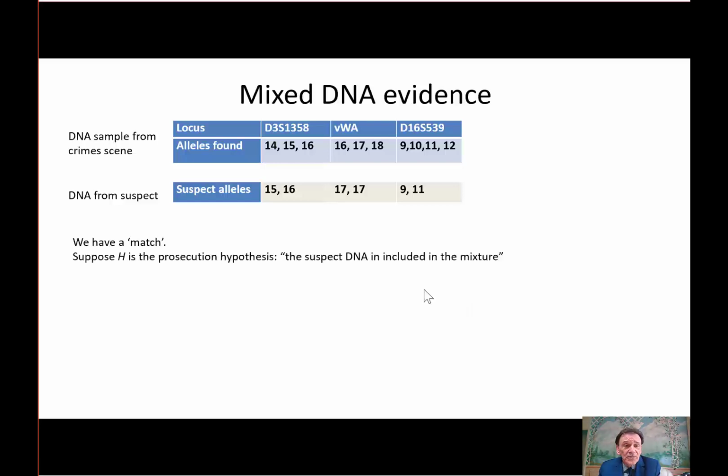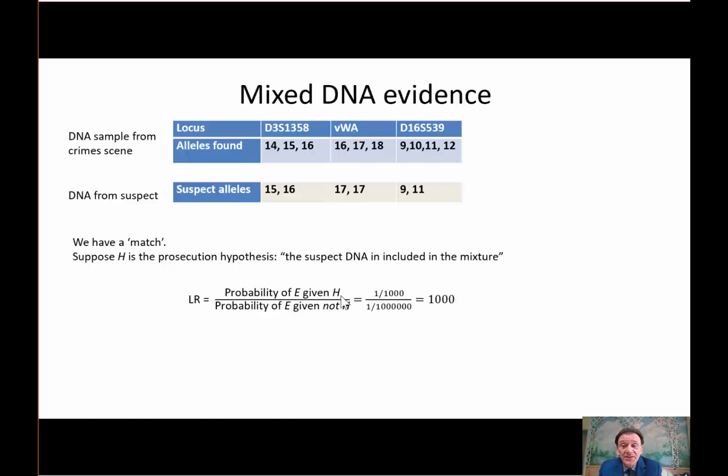And again, now suppose the prosecution hypothesis H is that the suspect is included in the mixture. Then we can calculate the likelihood ratio of the DNA evidence in respect of H as the probability of E given H again over the probability of E given not H. Now in this case, the probability of E given H is definitely not 1.